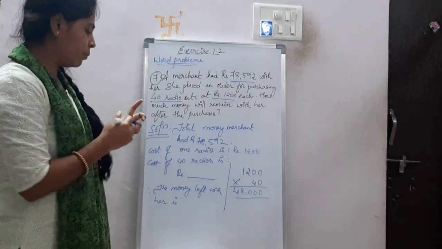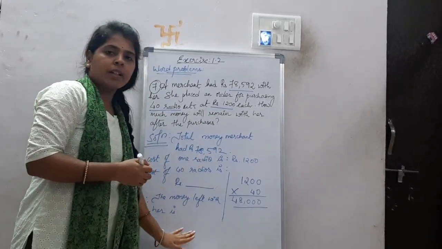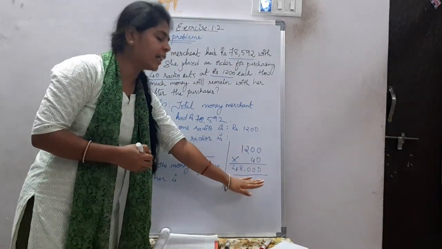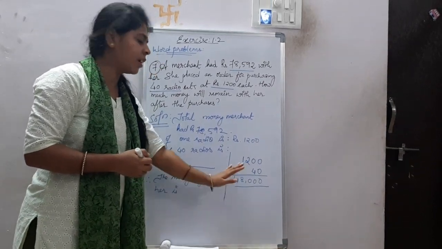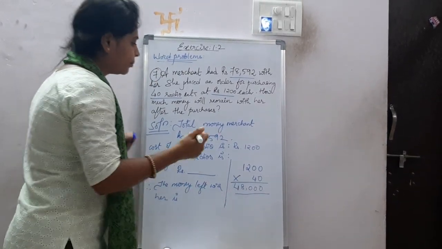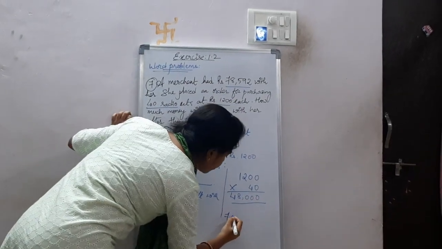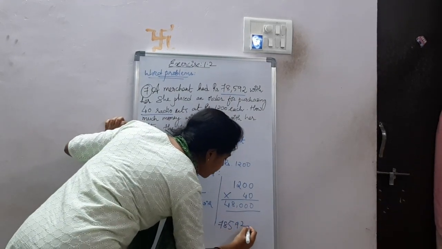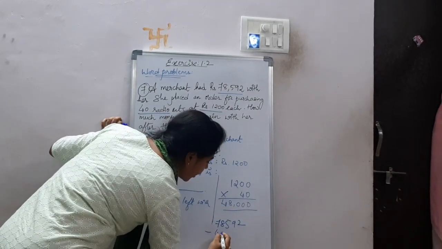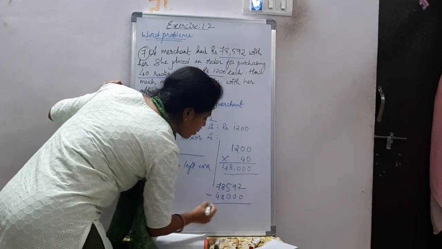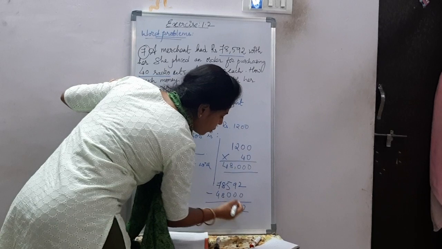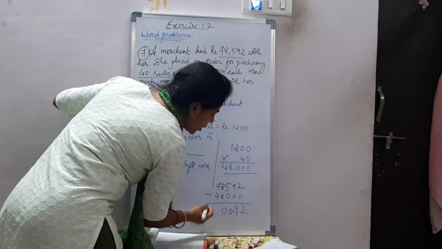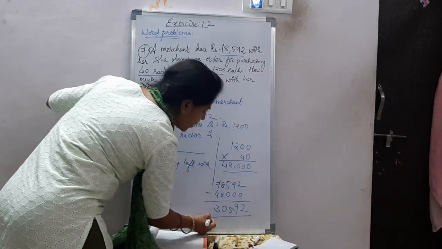As in problem solving here, always write the statement in the working part and the calculation part as a rough column. If you do that, it will be clear how you got the answers and how you calculated the solution. Next, subtract the smaller number from the bigger number: 78,592 minus 48,000. 2 minus 0 is 2, 9 minus 0 is 9, 5 minus 0 is 5, 8 minus 8 is 0, 7 minus 4 is 3.